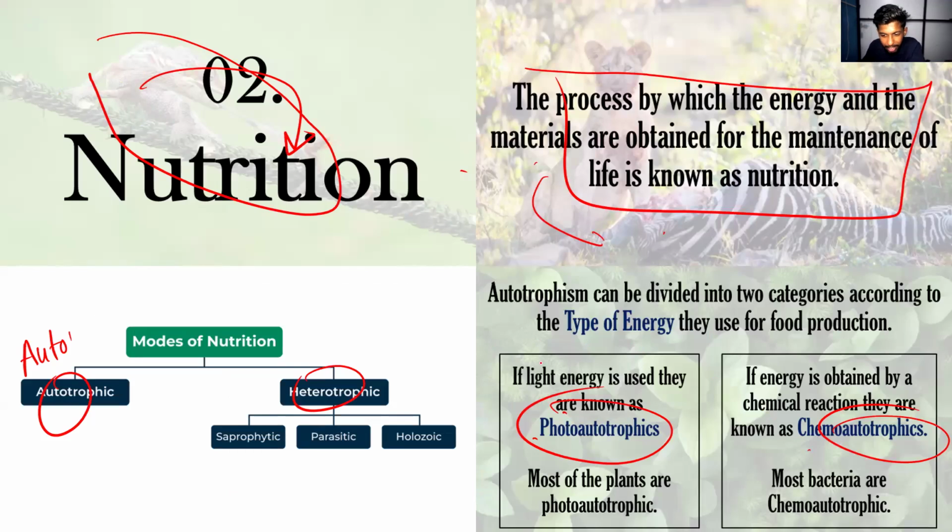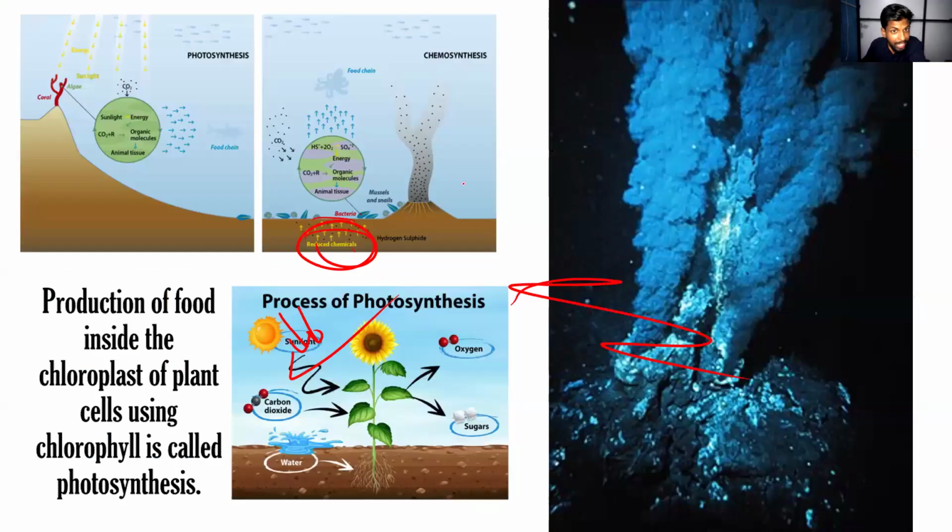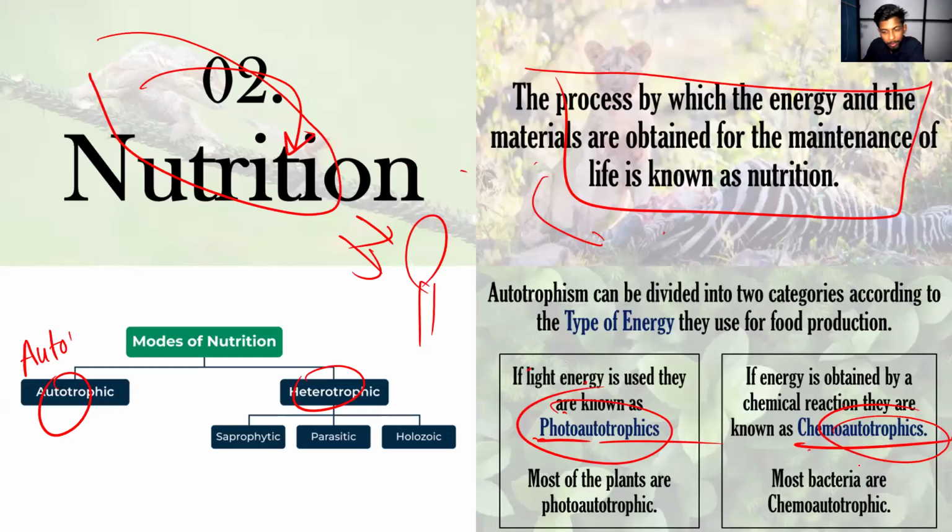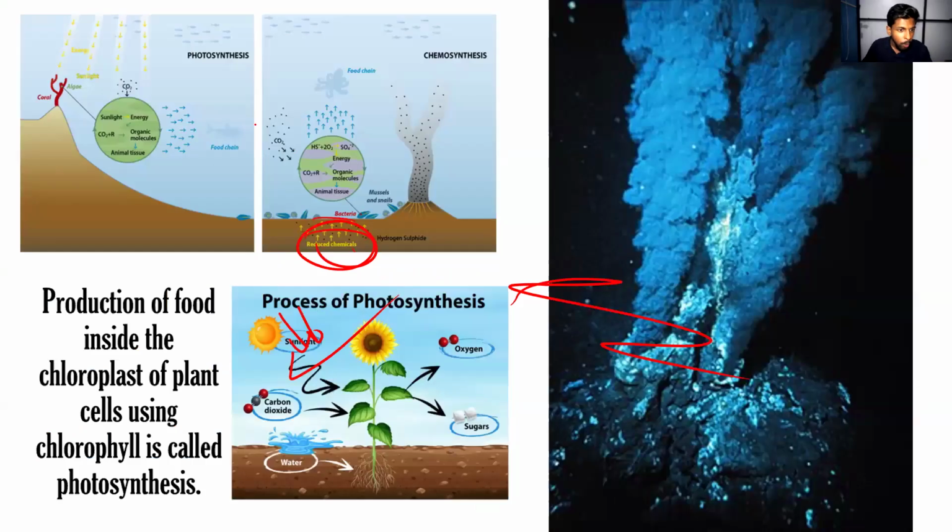Look, read the notes here. If the light energy is used, they are called photoautotrophic, same as the plant. The plant gets the light energy. Chemoautotroph means, look at the picture here, the bacteria are getting the chemical energy. So they are called chemoautotroph. Here, bacteria and plants are autotrophs. So photoautotroph, you know the meaning of autotroph, producing the energy by themselves. They can be divided into two: chemoautotroph and photoautotroph.